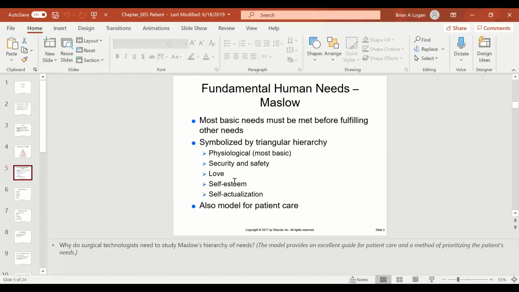We're going to do everything in our power not to let anything happen to them. And then self-esteem and self-actualization, that's kind of on the patient themselves. But as long as we're taking care of the bottom parts of the triangle, the security and safety and the physiological, then now the patient can focus on these other areas for themselves.